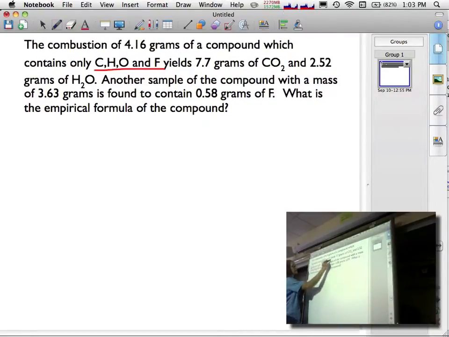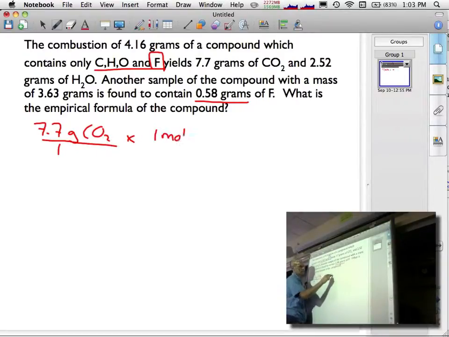So here are the 4 elements. Unlike the previous ones you've done, there's also fluorine in here. But notice that we also have information about how much fluorine there is. Okay? So what's the first thing we need to do in a problem like this? Yeah, Hannah. You could find the amount of grams of C and H and O in their respective compounds. Right. So remember 7.7 grams of CO2.